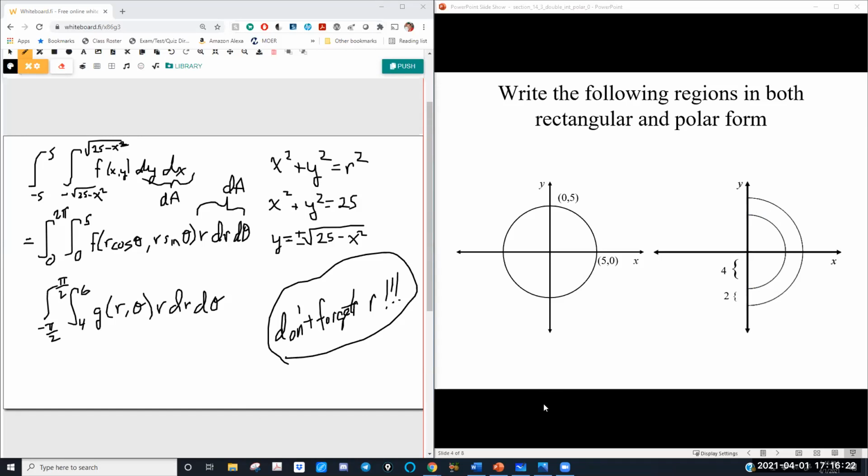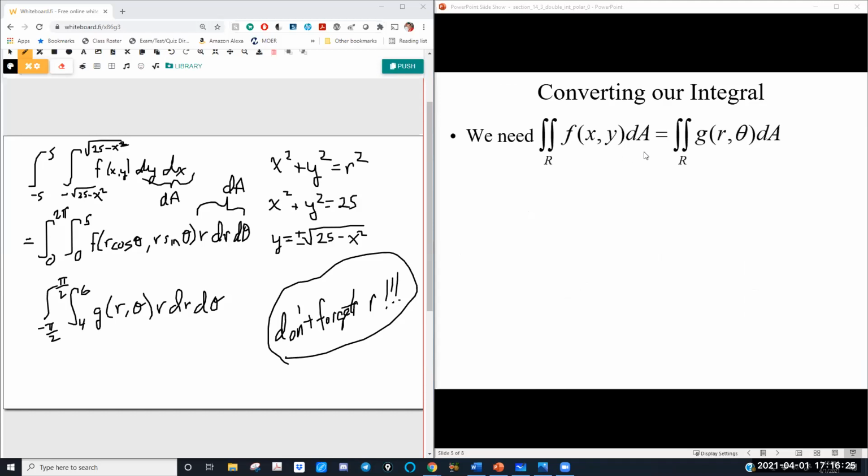Okay. Then we talked a little bit about the converting. Basically what you do is you use those substitutions. If you have any x's or y's in your functions, they get replaced with r cosine theta and r sine theta. The dA, which is basically representing that change in area, for rectangular, is dx dy or dy dx. For polar, it's r dr d theta or r d theta dr.